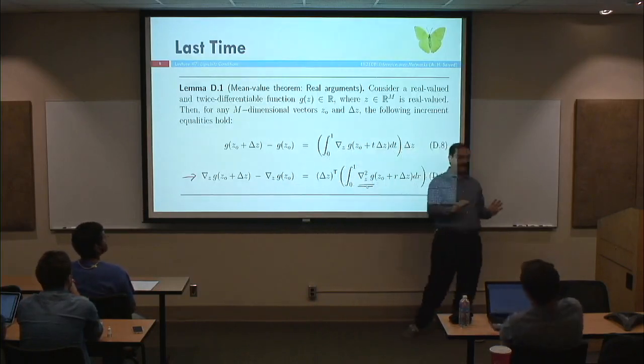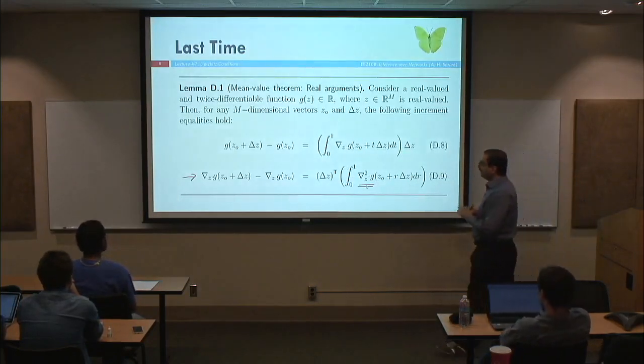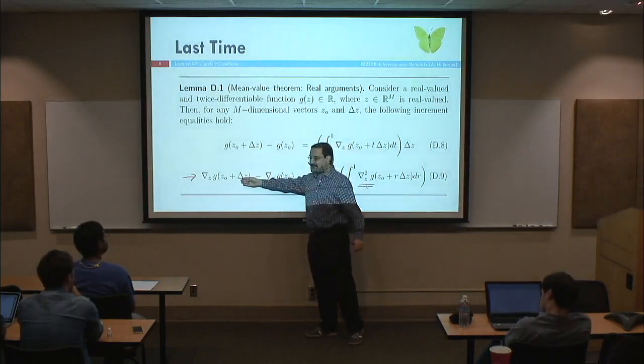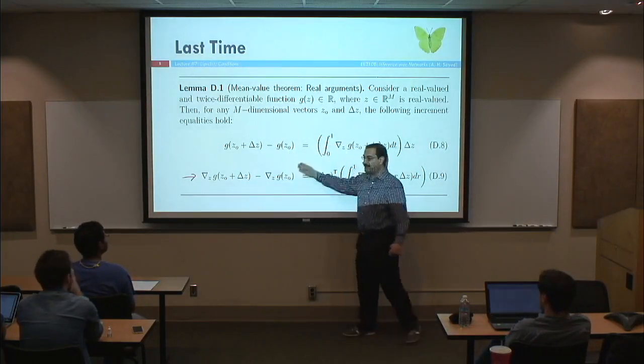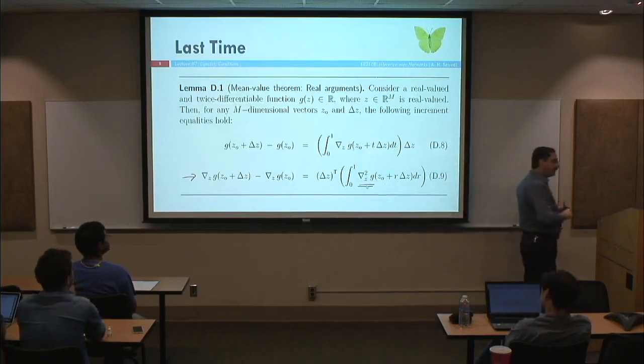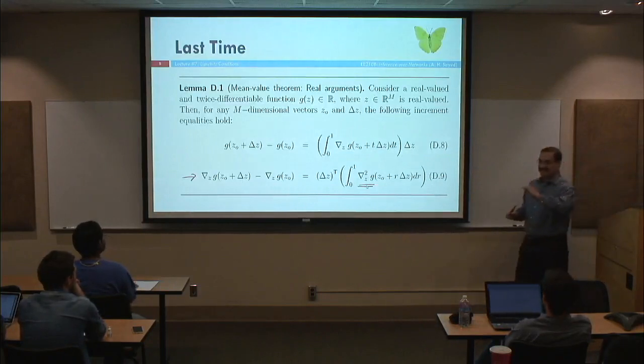So this is what we did last time. These are useful relations, mean value theorem relations. They tell you how to expand a function or its gradient around a particular point, and they tell you exactly what the difference is, right? So what I'm going to do now, I'm going to take this a step further. What if my function is convex? Can I say more?